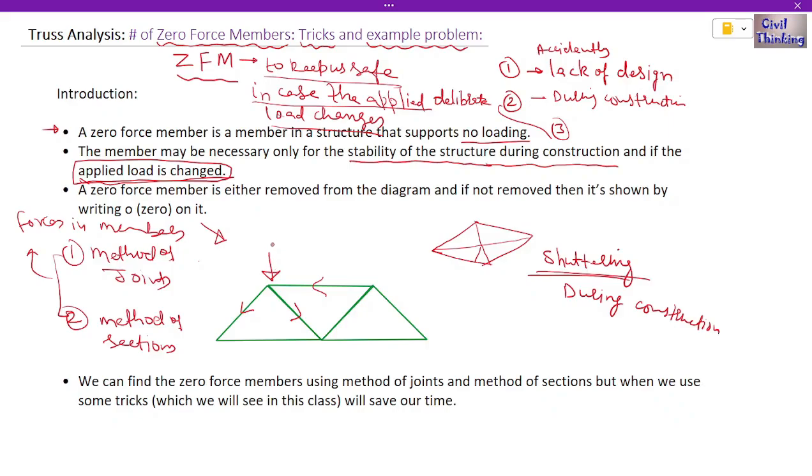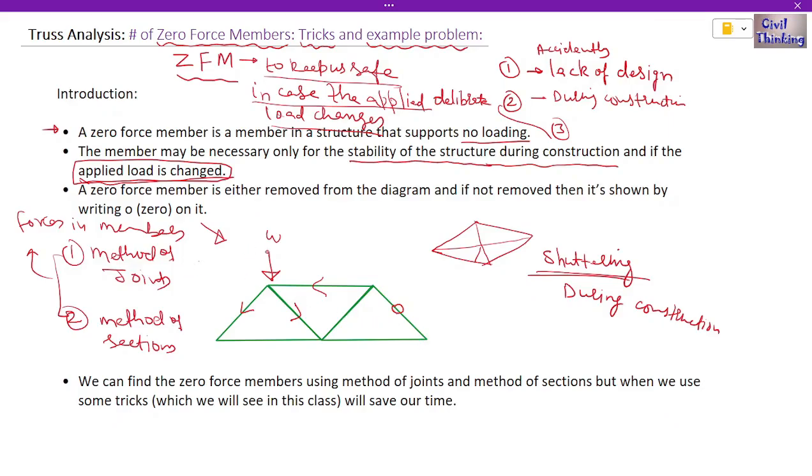For example, we have a load W here. Because of W, there will be some forces in some members, and there will be some members which don't have force. We denote a zero force member with an O on it. This O means this is a zero force member.